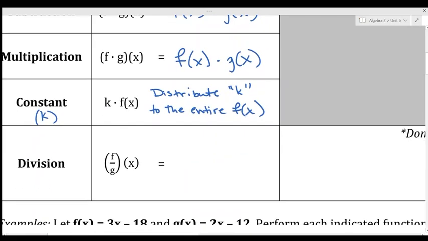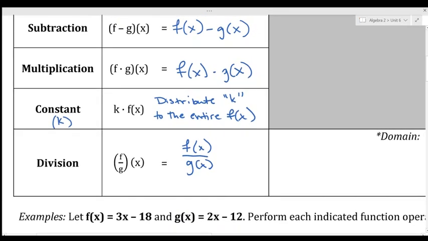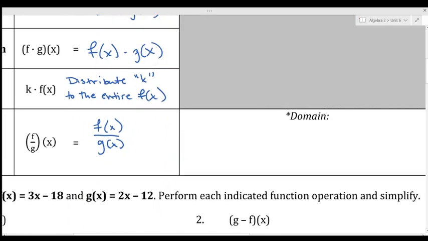Then if we have division, so f over g of x, this is rewritten as f of x over g of x. Now, this is where we have to talk about domains, okay? So, what's going to happen here is you have to set your denominator equal to 0 and solve. Okay, because your denominators cannot equal 0. So what happens is you exclude all x values that would make this happen.